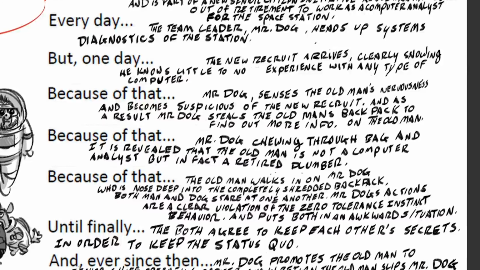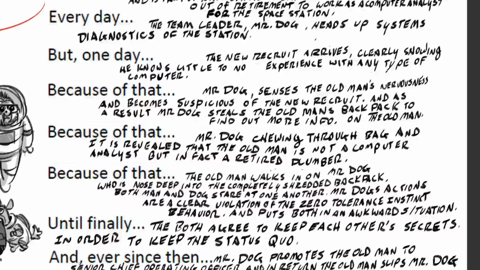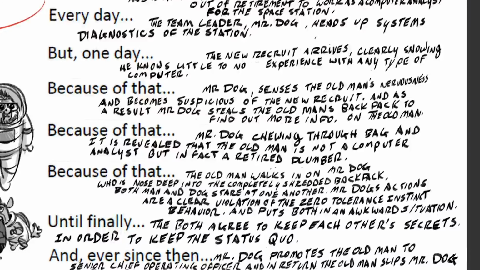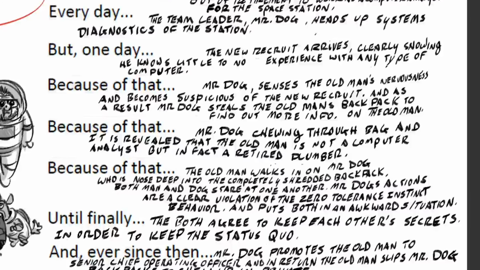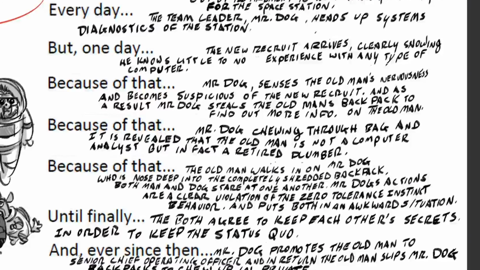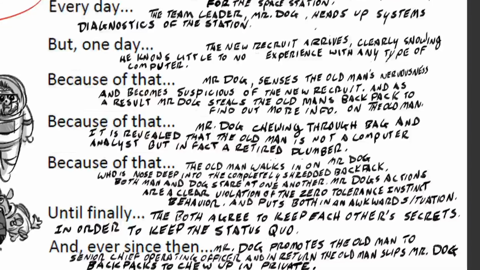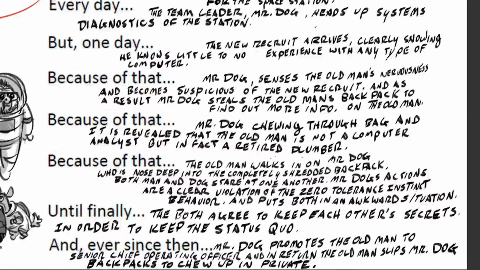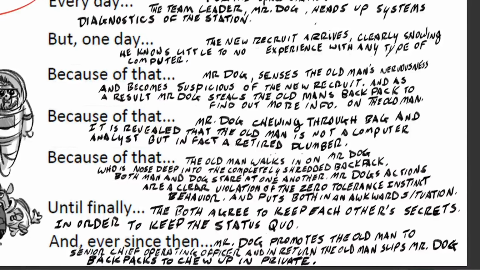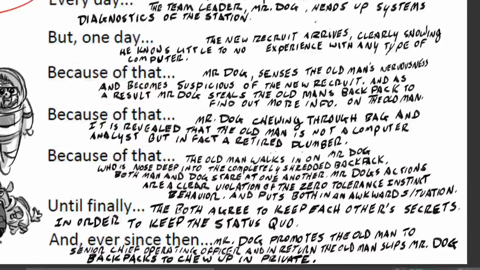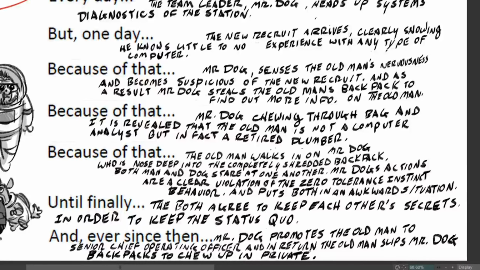Because of that, Mr. Dog chews through the bag, and it is revealed that the old man is not a computer analyst, but in fact a retired plumber. And because of that, the old man walks in on Mr. Dog, who is nose deep into the completely shredded backpack. Both man and dog stare at one another. Mr. Dog's actions are a clear violation of the zero tolerance instinct behavior policy and put both in an awkward situation. Until finally, they both agree to keep each other's secrets in order to keep the status quo.